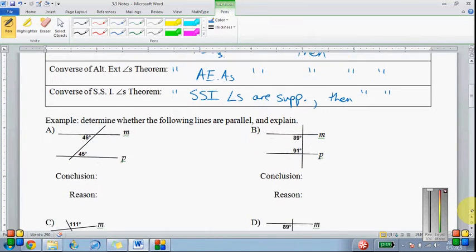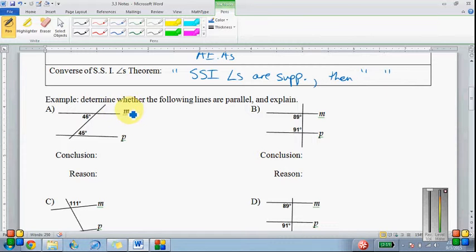So, if I have these two lines right here, M and P, I'm trying to decide whether these lines are parallel. Well, these two angles right here, one's 45 degrees and one is 46 degrees. These are alternate interior angles, but they are not congruent. Therefore, these lines are not parallel, because if the alternate interior angles are not congruent, then the lines cannot be parallel.